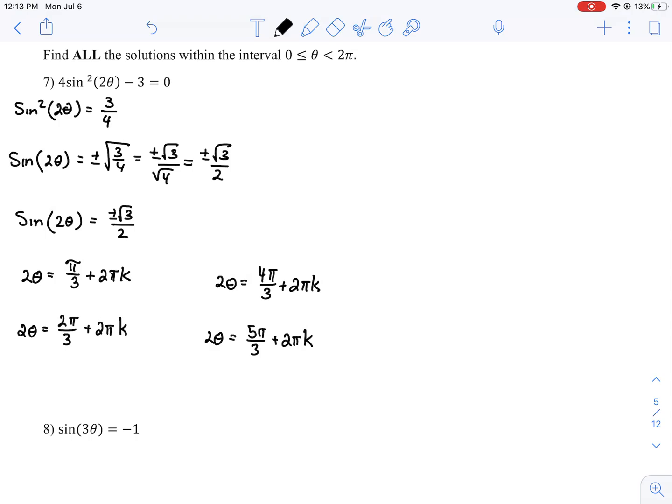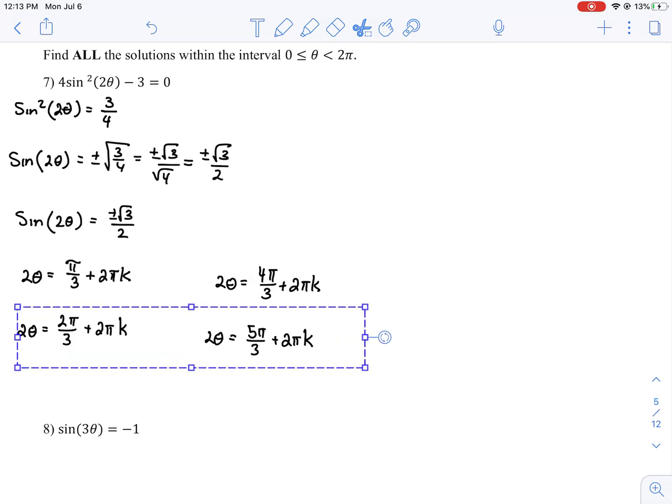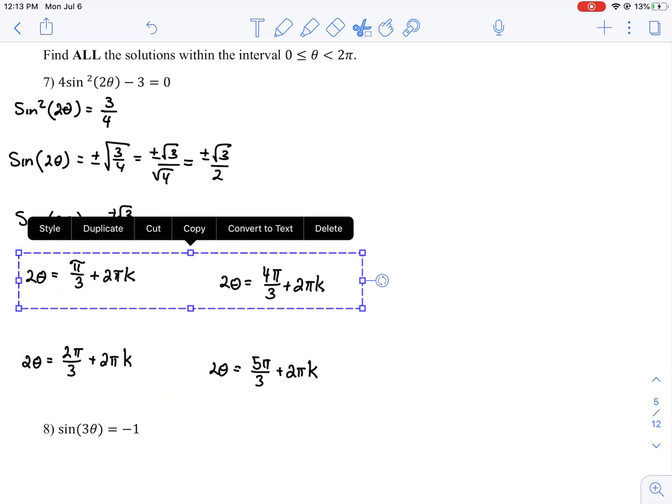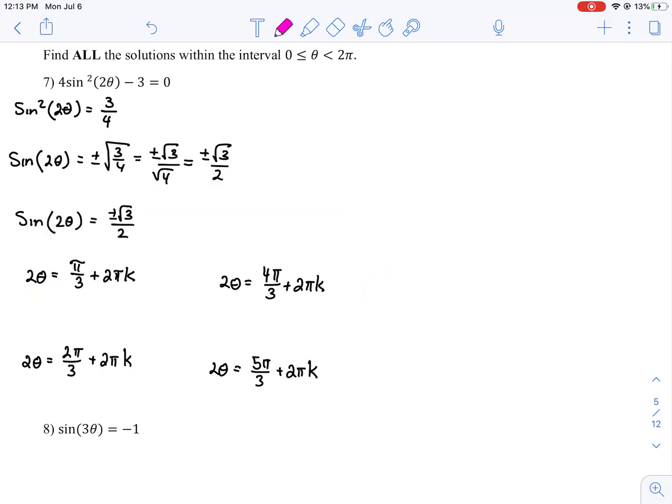Okay, so now that we have all the angles, we really don't care what 2 theta is equal to. We want to know what theta is equal to. So what I'm going to do is multiply each one of these equations by 1/2, so that we have theta is equal to something.